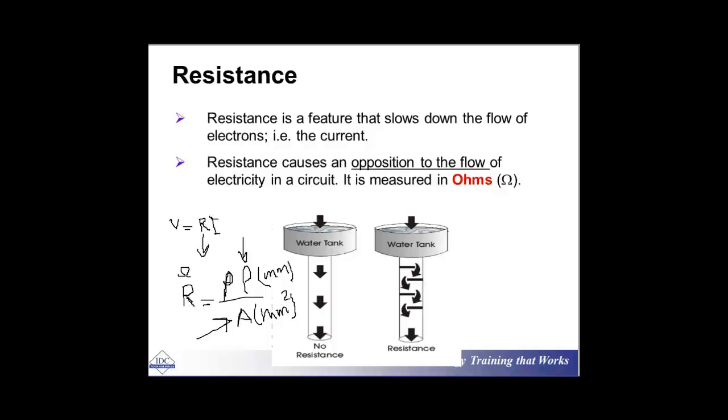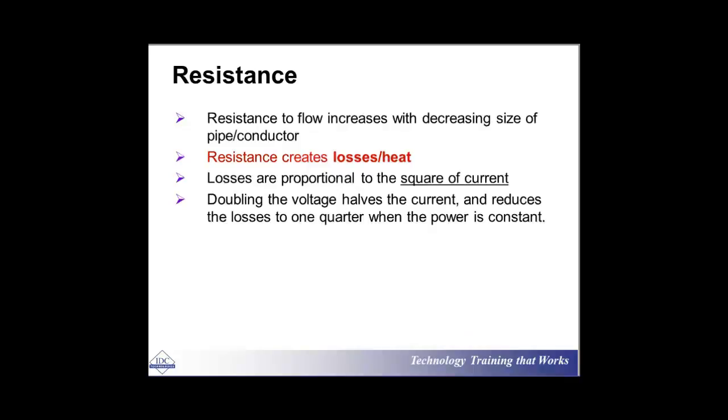So you understand that R is directly related to L and inversely related to A, and again directly related to rho, which is the resistivity. So the higher the resistivity, the higher the resistance. The more the length, the more the resistance. The more the cross-sectional area, the less the resistance. This is what we have discussed so far.